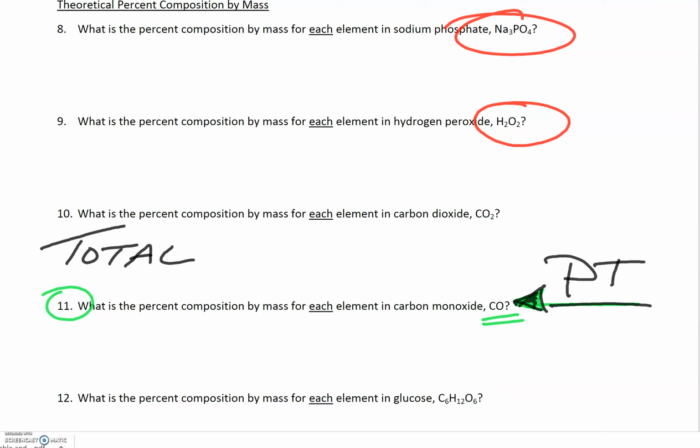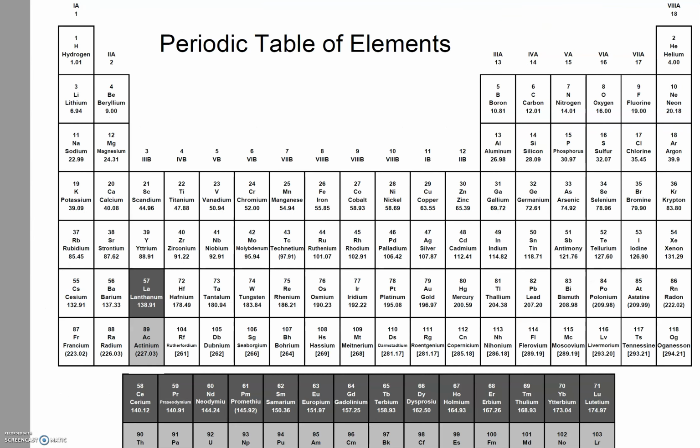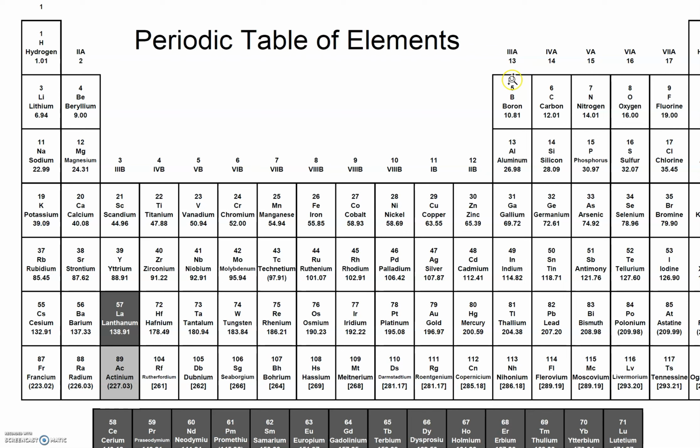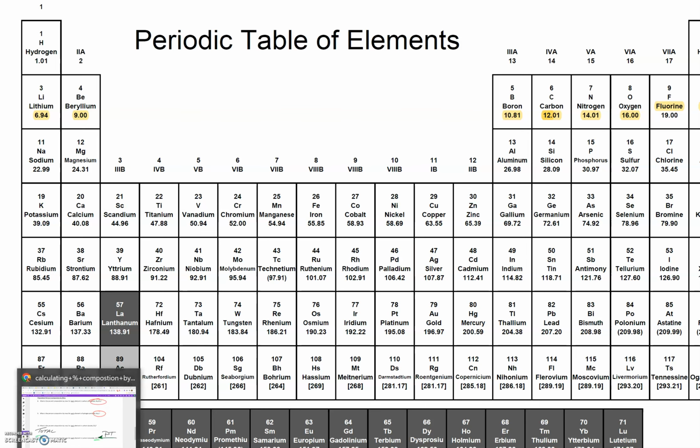So let's go ahead and go to our periodic table real quick. We're looking for carbon right there, and that's 12.01. And then right here we've got our oxygen, which is 16. So we're just looking for our totals. In this situation we got our 12.01 and our 16. So we'll go back, and we got 12.01 and 16.